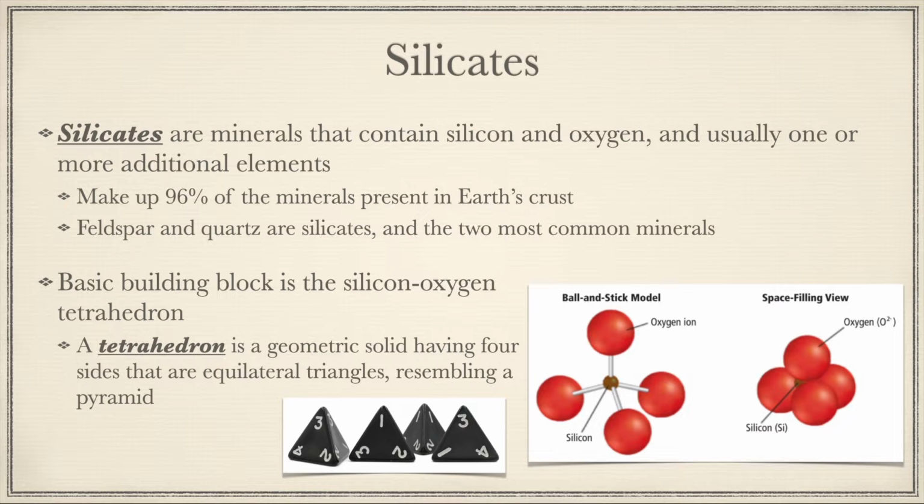Okay, the basic building block is the silicon-oxygen tetrahedron. And then what is a tetrahedron? A tetrahedron is a geometric solid having four sides that are equilateral triangles resembling a pyramid, like the four-sided dice down here. There are equilateral triangles. There are four of them. You have 1, 2, 3, and then one on the bottom. So that is what a tetrahedron looks like. And what that looks like in terms of a silicate is we have a silicon atom in the middle, and then you have four oxygen atoms bound to that, and they arrange themselves basically like the points on one of these dice.